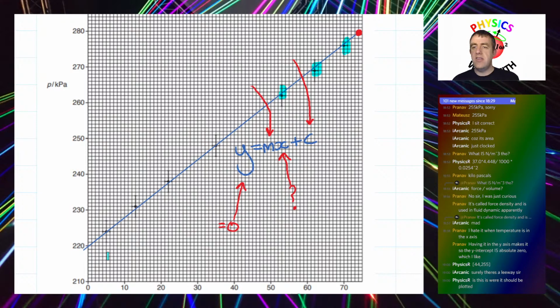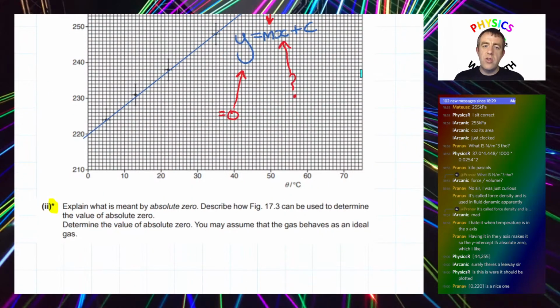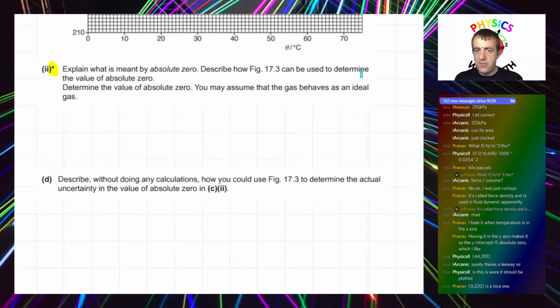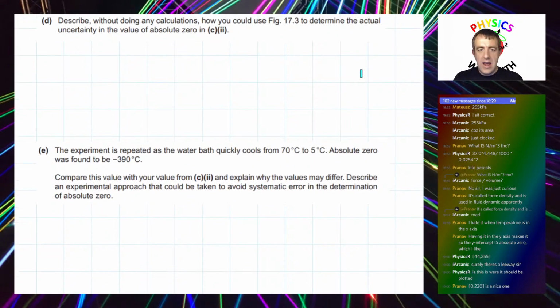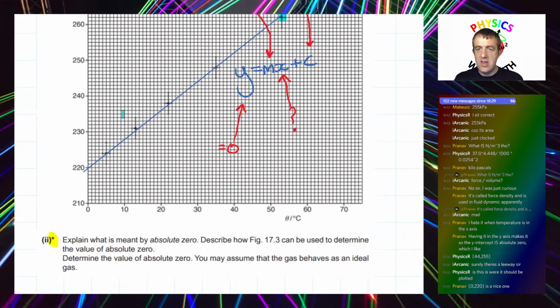Oh, okay. Yes, you are right, Lev. That's where it should be plotted. Absolutely right. Okay, so then you've got what your absolute zero is, which you've extracted from this graph. And then, very, very quickly, describe without any calculations how you could use that figure to determine the actual uncertainty.